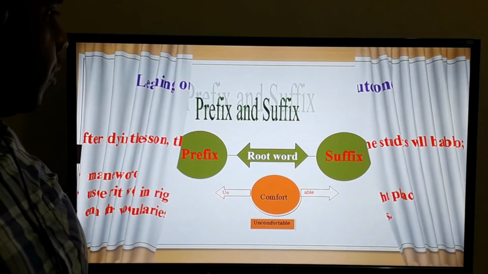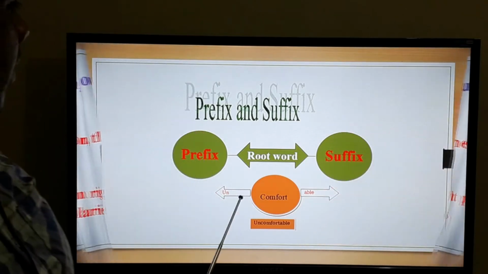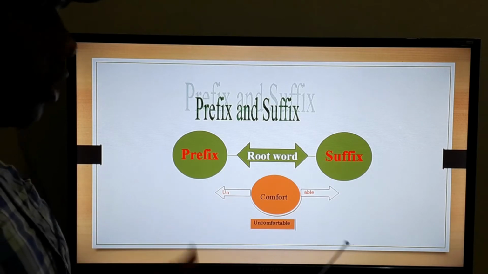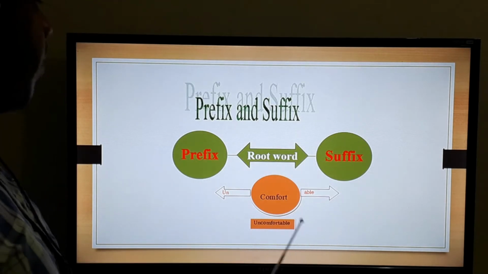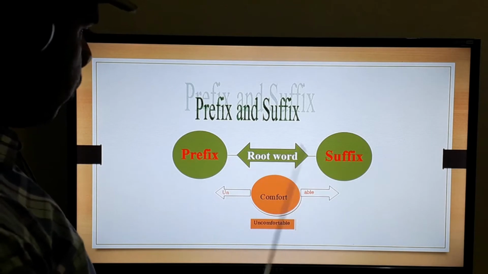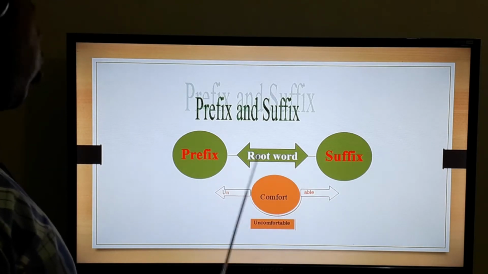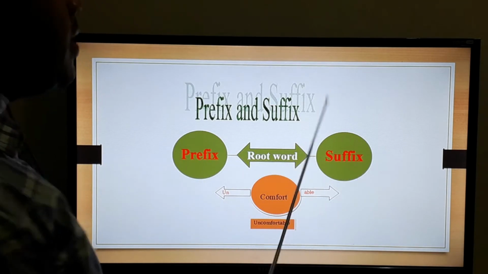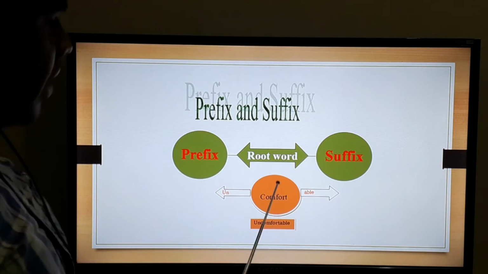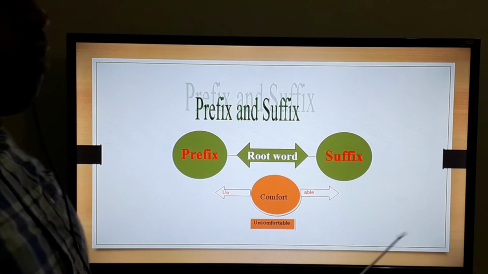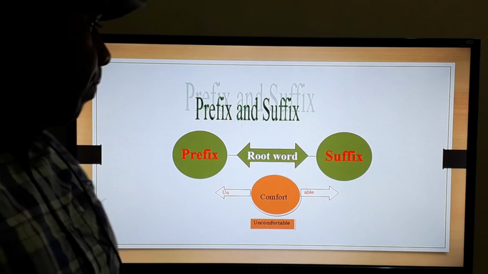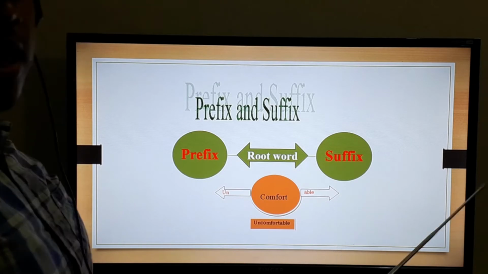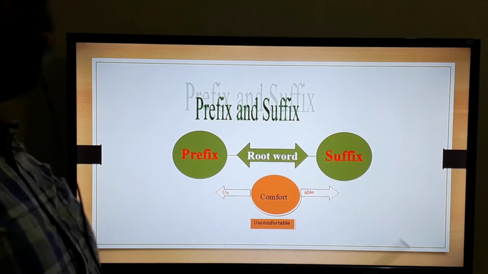So dear students, what do you see? You see prefix and suffix. And what is prefix and suffix? I would like to show you through a picture, through a diagram. First of all, there is the root word, and before the root word is the prefix, and after the root word is the suffix. So there is an example for you, that is comfort. Comfort is the root word, the main word, but we can change its form into comfortable. We can say comfortable, or we can say uncomfortable.